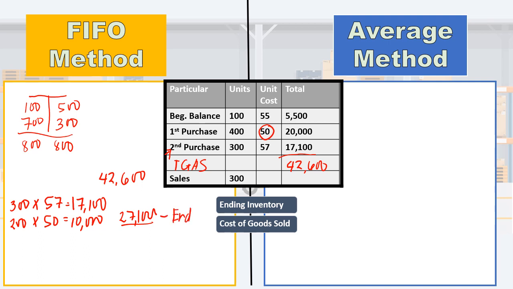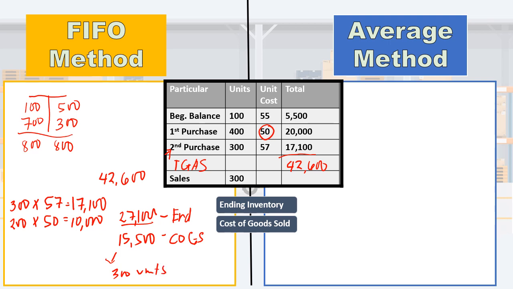So iless mo lang ulit, 42,600 minus 27,100. So yung lalabas na result dyan, that will form part of your cost of goods sold. So ito po ang ating COGS. So this represents yung COGS natin na 300 units. Okay? So, ganyan lang po yung computation sa FIFO method.